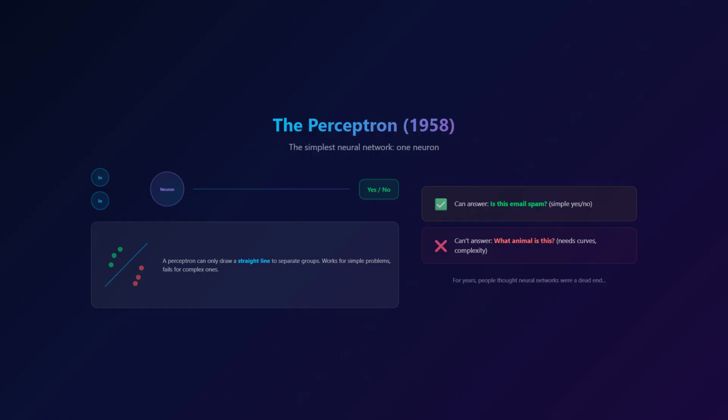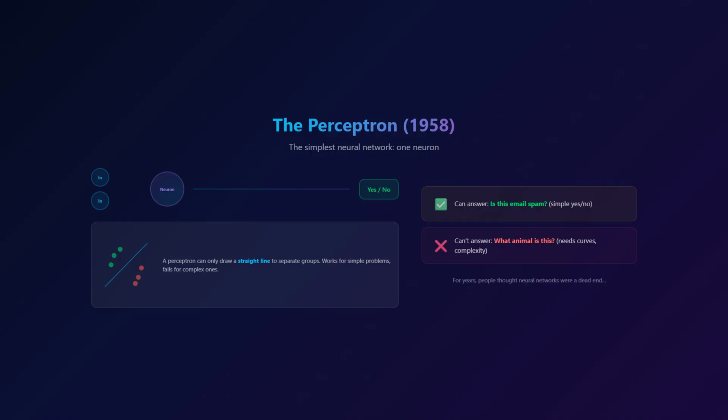It all started in 1958, when a scientist named Frank Rosenblatt invented the perceptron. It was just a single artificial neuron. Think of it as the simplest possible decision maker. It takes in some inputs, multiplies each by a weight, adds them up, and gives you a yes or no answer. Is this email spam or not? Is this picture bright or dark?